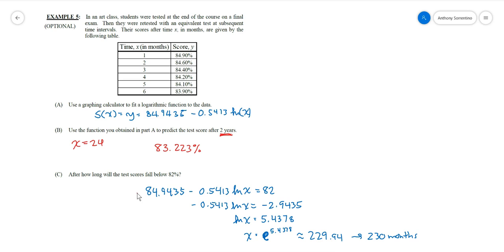At the rate this is going, and in fact it is declining each time, I would expect that if I go to the next full month, I would fall below the 82 mark.